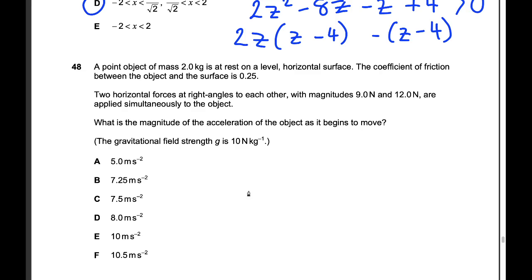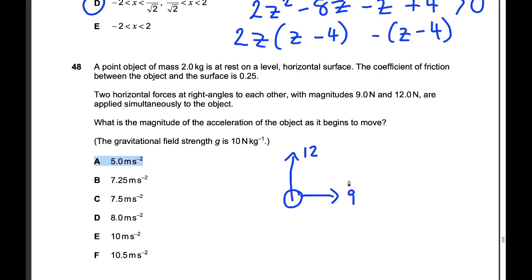So this is kind of a weird one. You're thinking, oh, there are two forces at right angles to each other, but it's on a level horizontal plane. So a good drawing of this would be if the object's on a table and we're looking down on it. It doesn't really matter which way you decide to do this, but let's say our 12 newtons is pointing up, and our 9 newtons is pointing to the left, so in the x and the y direction.